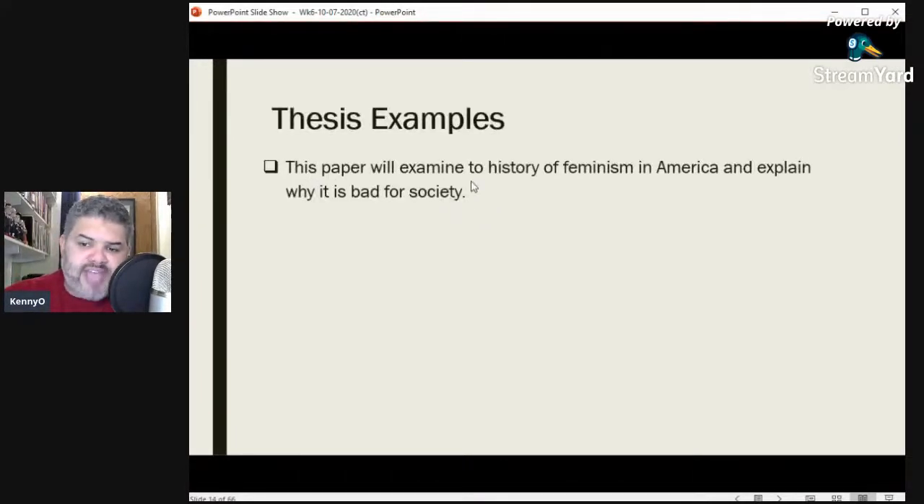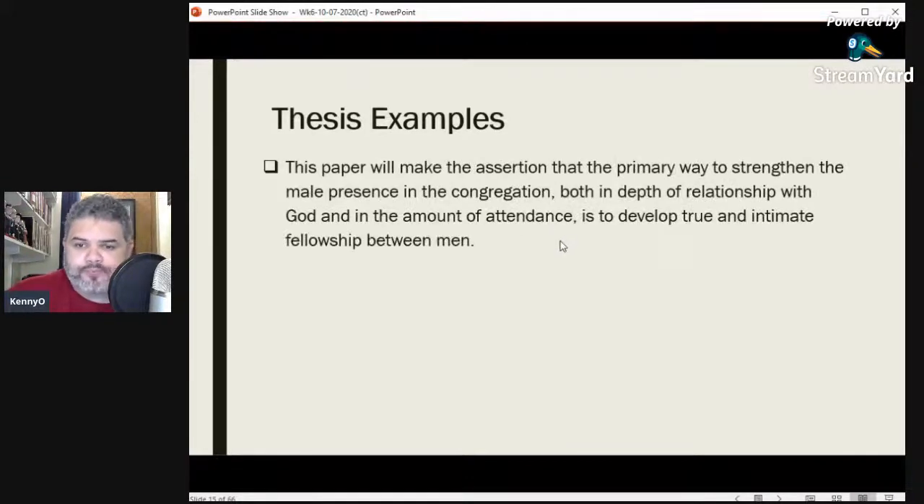It says this paper will examine to history. It should have been the history. Sorry, I think the paper itself was probably accurate. It was just when I copied it into PowerPoint, I must have gotten it wrong. But the thesis statement for this paper was, this paper will examine the history of feminism in America and explain why it is bad for society. Now that probably sounds a little bit elementary, but still it's a clear thesis statement, right? They're studying the history of feminism and why it's bad for American society, right? And I think this was like an A- paper, so it's pretty good.